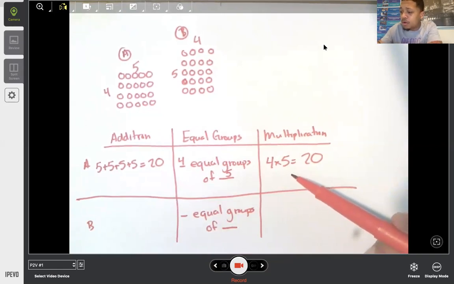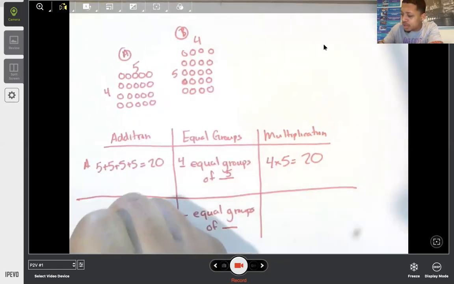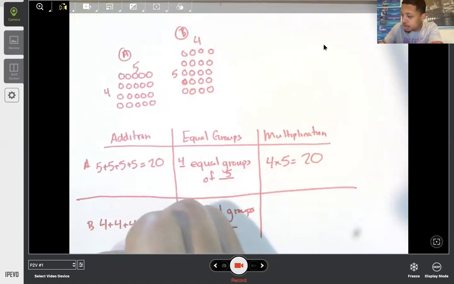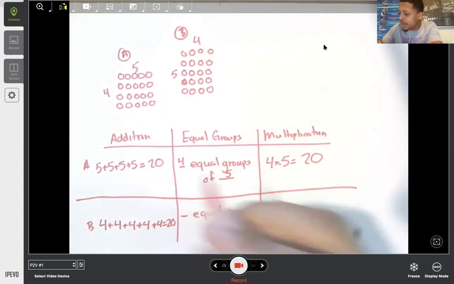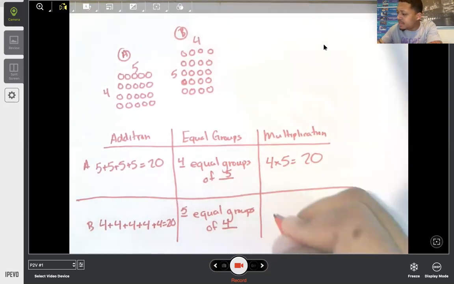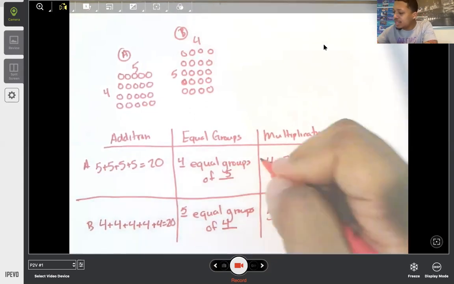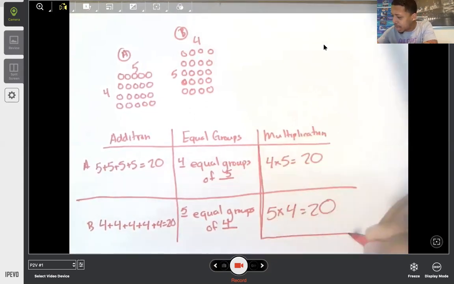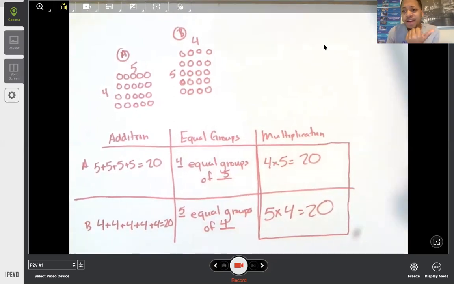So now we're going to go to array B. I have 5 groups of 4, so 4 plus 4 plus 4 plus 4 plus 4 equals 20. So that means I have 5 equal groups of 4. And then that's 5 times 4 equals 20. Now let's pay attention to this column here. 4 times 5 is 20, and 5 times 4 equals 20.